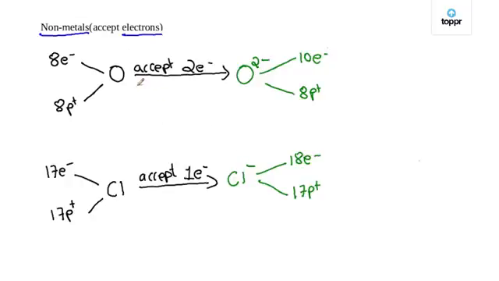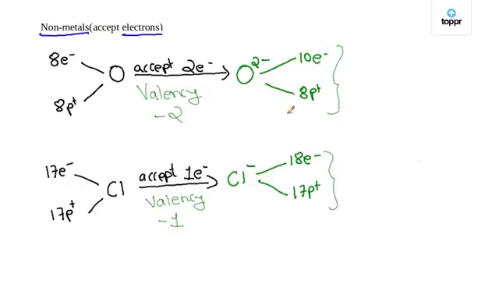Let's talk about the valencies now. What will be the valency of oxygen? It will be 2 because it has accepted 2 electrons. But it will be -2 because it gains a negative charge. And what will be the valency of chlorine? Chlorine's valency will be 1 because it has accepted 1 electron, but -1 because it gains 1 electron and becomes negative.